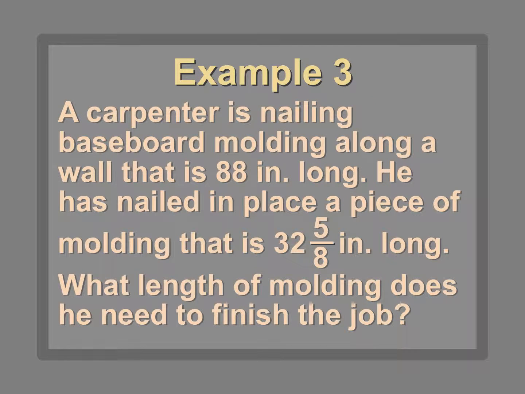All right, let's take a look at another example. So this one we're actually going to want to solve. A carpenter is nailing a baseboard molding along a wall. The wall is 88 inches long. He has nailed in place a piece of molding that is 32 5/8 inches long. And the question is, what length of molding does he need to finish the job? So how much more does he need?